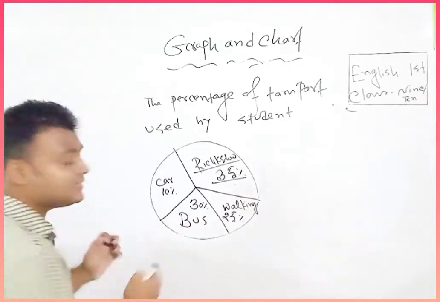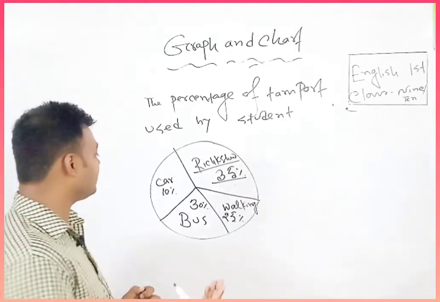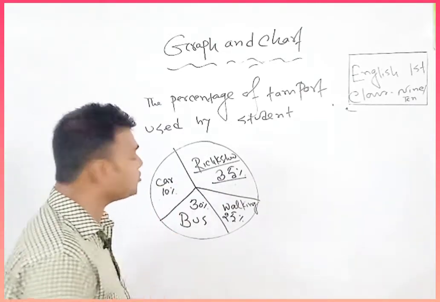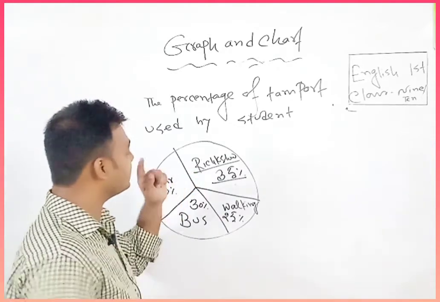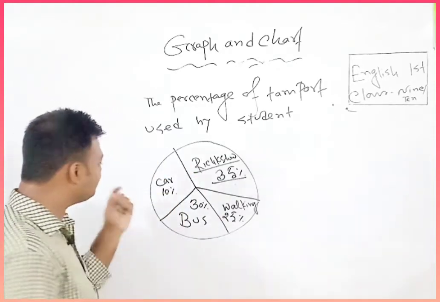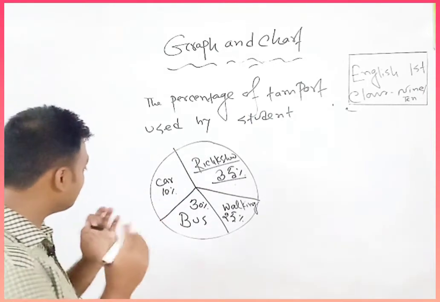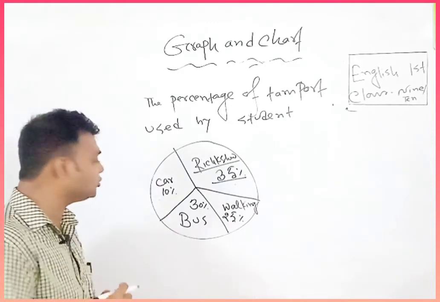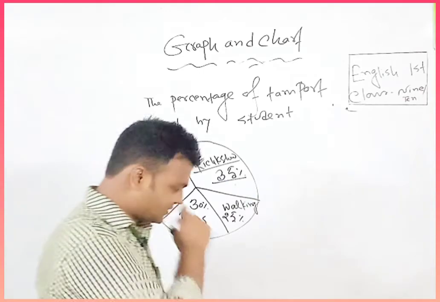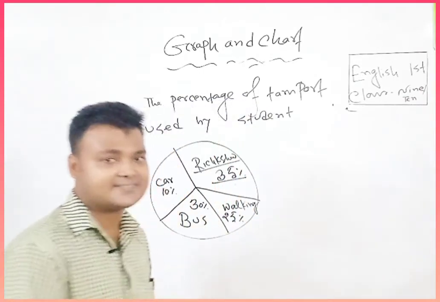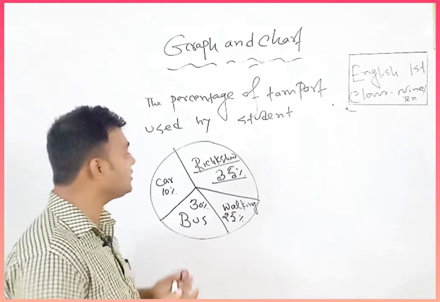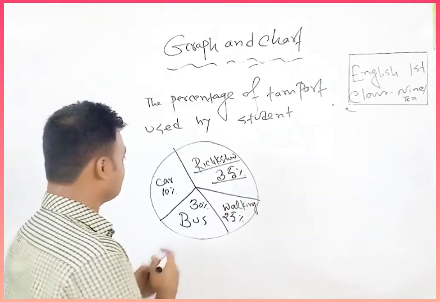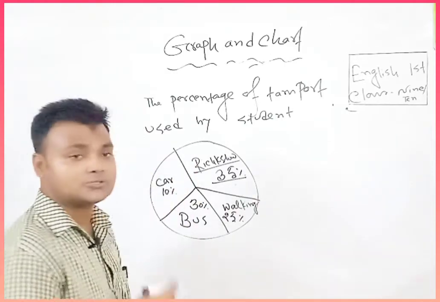So this graph indicates that most of the students go to school or institution by rickshaw, that is 35%, and very few students use their car to go to school, which is 10%. So this graph indicates that we are living below the poverty line, and we are a poor country as we use rickshaw to go to school.